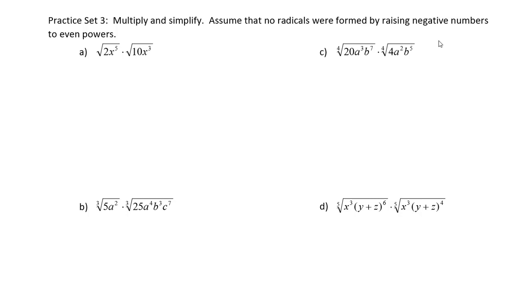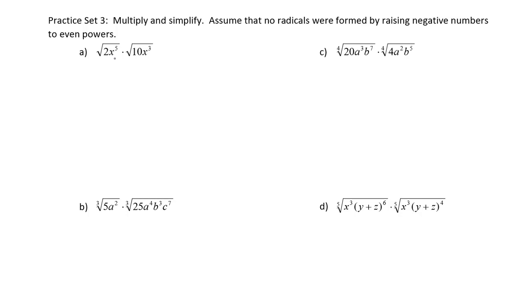Now that you've seen some examples with multiplying and simplifying, let's try some more. So in this practice set, we need to multiply and simplify. And we're going to assume that no radicals were formed by raising negative numbers to even powers. So we're only looking at the principal simplified expressions.